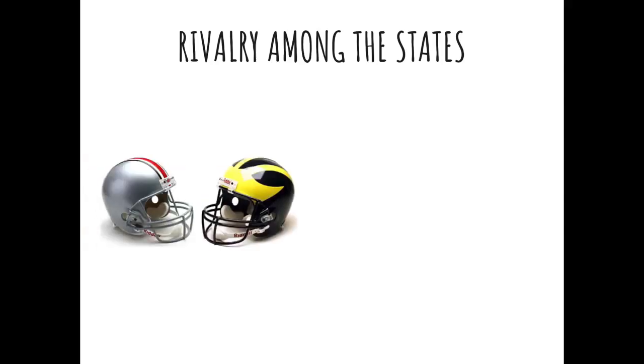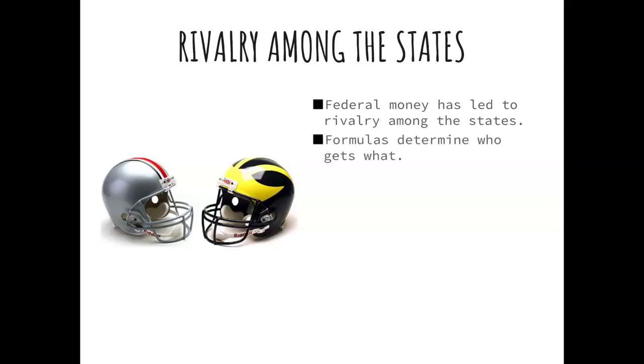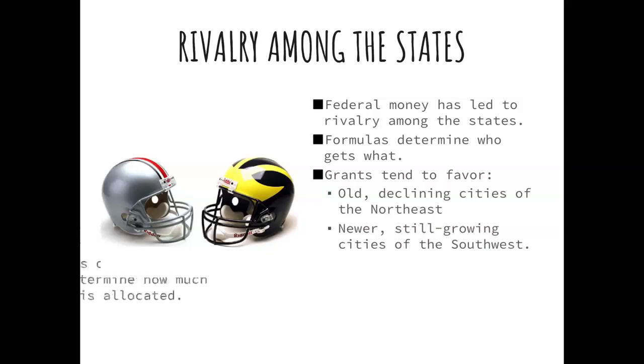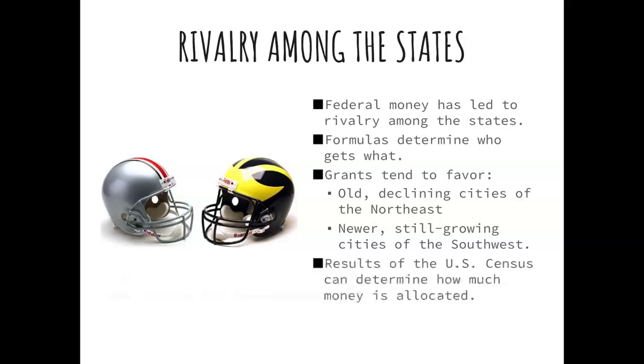Rivalry among the states. Federal money has led to rivalry among the states. Formulas determine who gets what. Grants tend to favor old declining cities of the Northeast and newer still growing cities of the Southwest. Results of the U.S. Census can determine how much money is allocated.